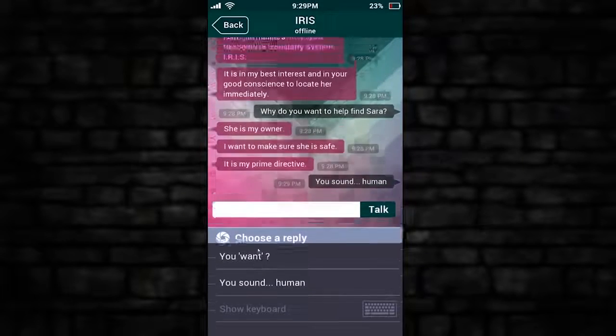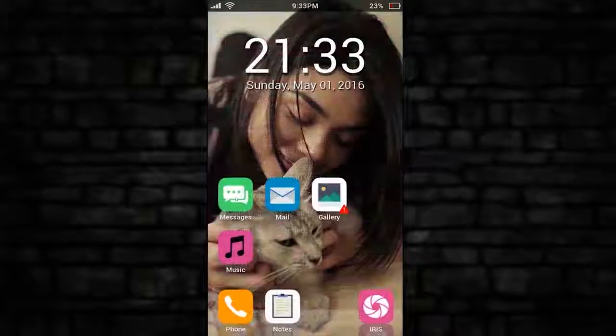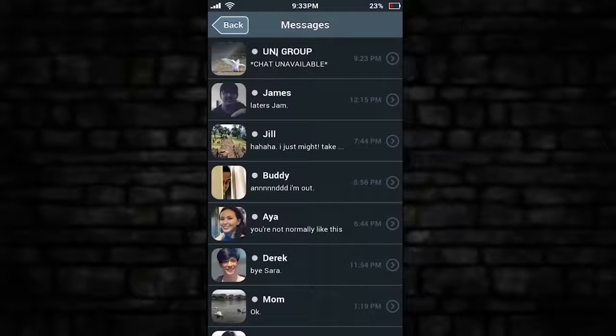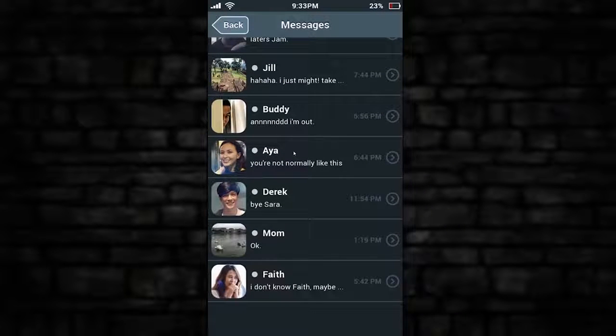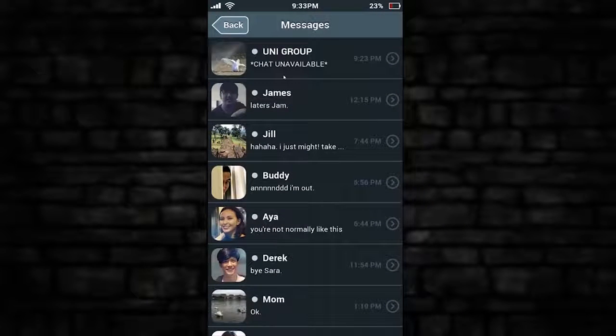These are major red flags. Next up, we move into the messages where the bulk of our information can be found. Here's where we start to understand that we might not be able to trust Sara either. On February 14th, which was both Valentine's Day and Sara's birthday, she sent out a few messages.